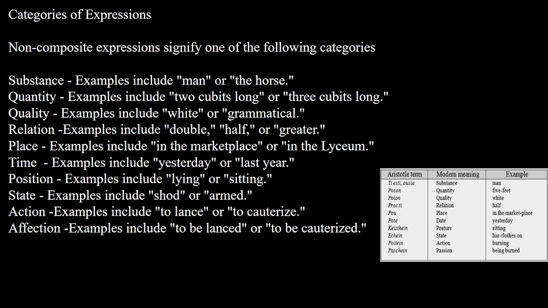Quantity. Examples include how much, 2 cubits long or 3 cubits long. Quality is like whiteness or grammatical. Relation includes double, posterior, prior, right, or greater. Place includes like in the marketplace or in the lyceum. Time includes yesterday, last year, anoche, right? I mean last night in Spanish, right?